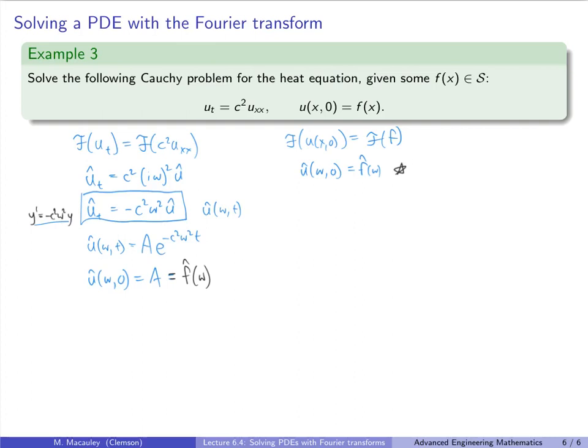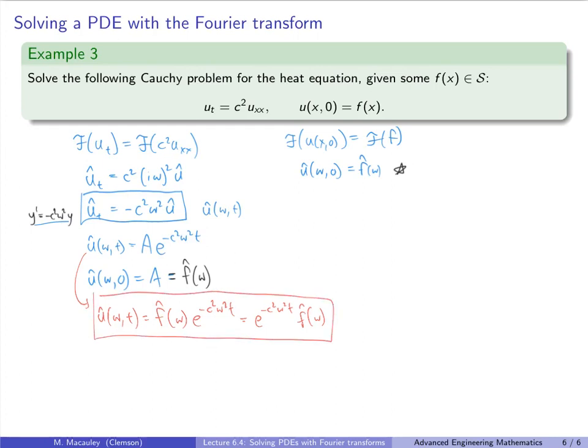Now we have our particular solution, u hat of omega, t. Well, it's the Fourier transform of the particular solution, which is f hat of omega times e to the negative c squared omega squared t. Or if you want, you can write it in the opposite order, e to the negative c squared omega squared t times f hat of omega. Okay, so two different ways to write it. Now all we have to do is figure out how to take the inverse Fourier transform of this. I don't think I've been saying Laplace, but I might have let it slip earlier. So if I say Laplace, I mean Fourier.